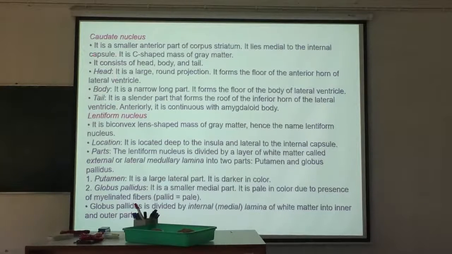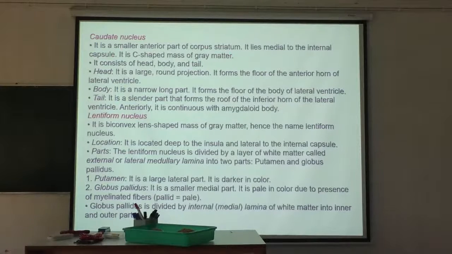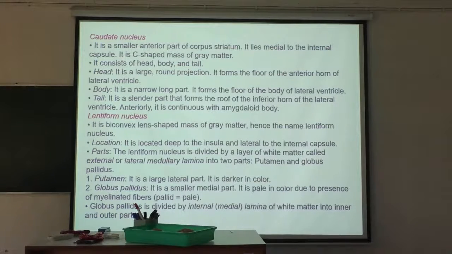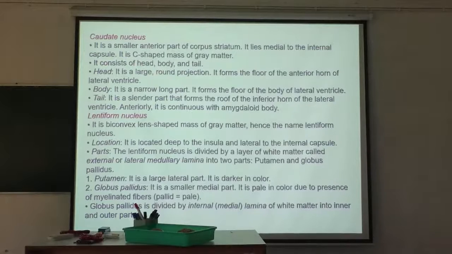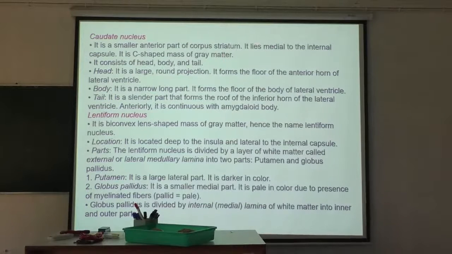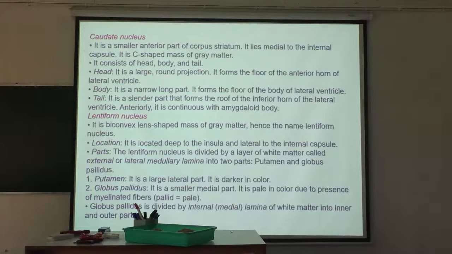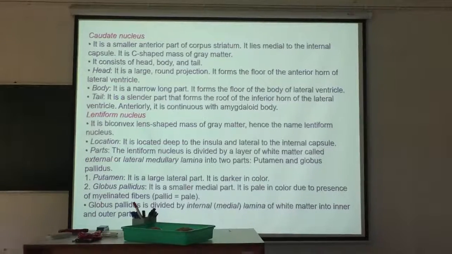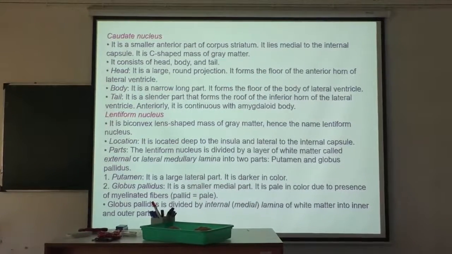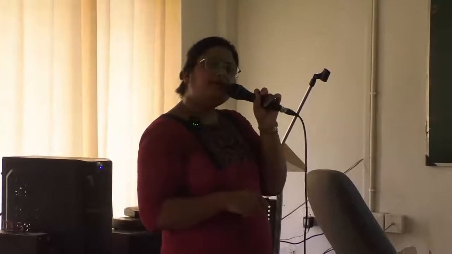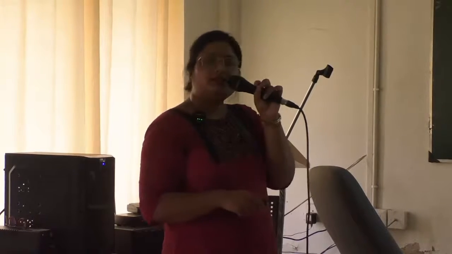So the caudate nucleus is the smaller anterior part of the corpus striatum. It lies medial to the internal capsule. It is a C-shaped mass of grey matter and consists of head, body and tail. Head is a large rounded projection. It forms the floor of the anterior horn of the lateral ventricle. Body is the narrow long part. It forms the floor of the body of the lateral ventricle. Next is the tail. It is the slender part and forms the roof of the inferior horn of the lateral ventricle. Anteriorly, it is continuous with the amygdaloid body.